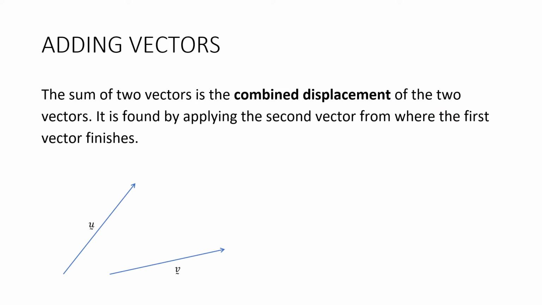So if we want to add vectors together, the sum of 2 vectors is the combined displacement of the 2 vectors. Now what does that mean? We're going to take our second vector and move it up, because remember vectors are free to move around. We're going to apply it from the end of the first vector, and then the combined displacement is this orange line. We go from the beginning of the first vector to the end of the second one. So this is the addition of those 2 vectors, u plus v.